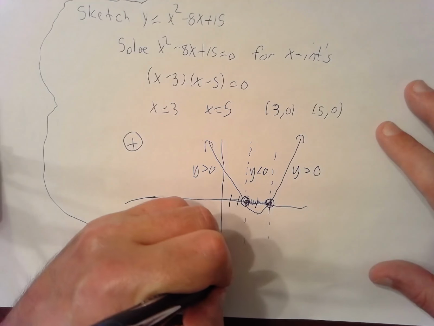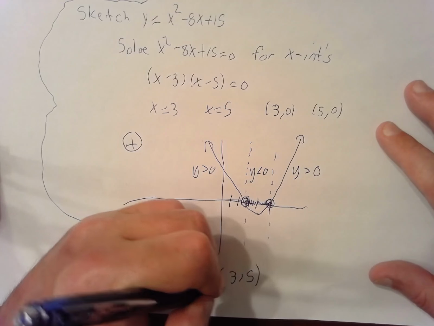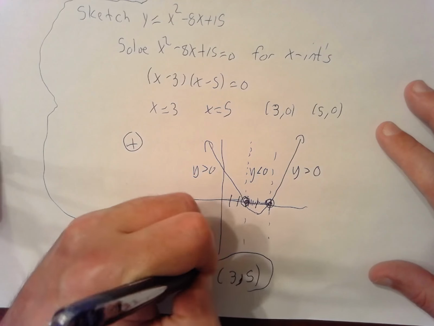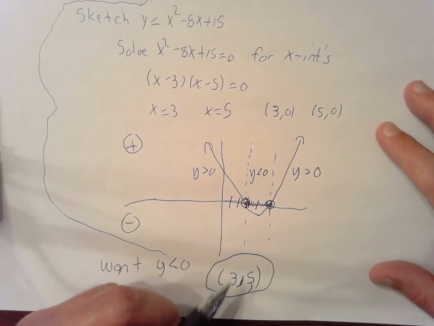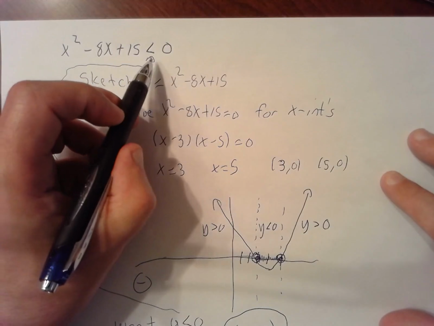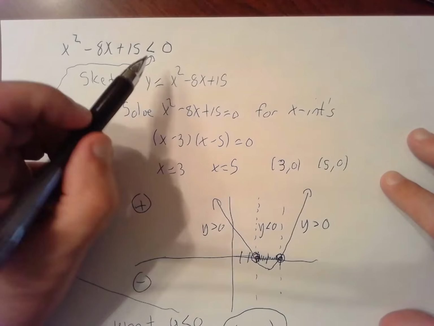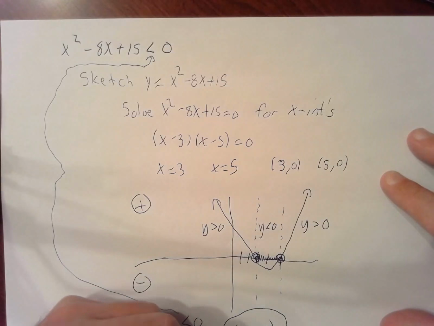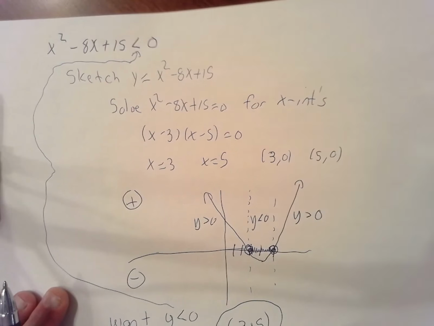So my solution will be 3 to 5. Parentheses, because we had the open circles, because we did not have an equal to. If we had an equal to, we would put solid dots, square brackets. Okay, another example.